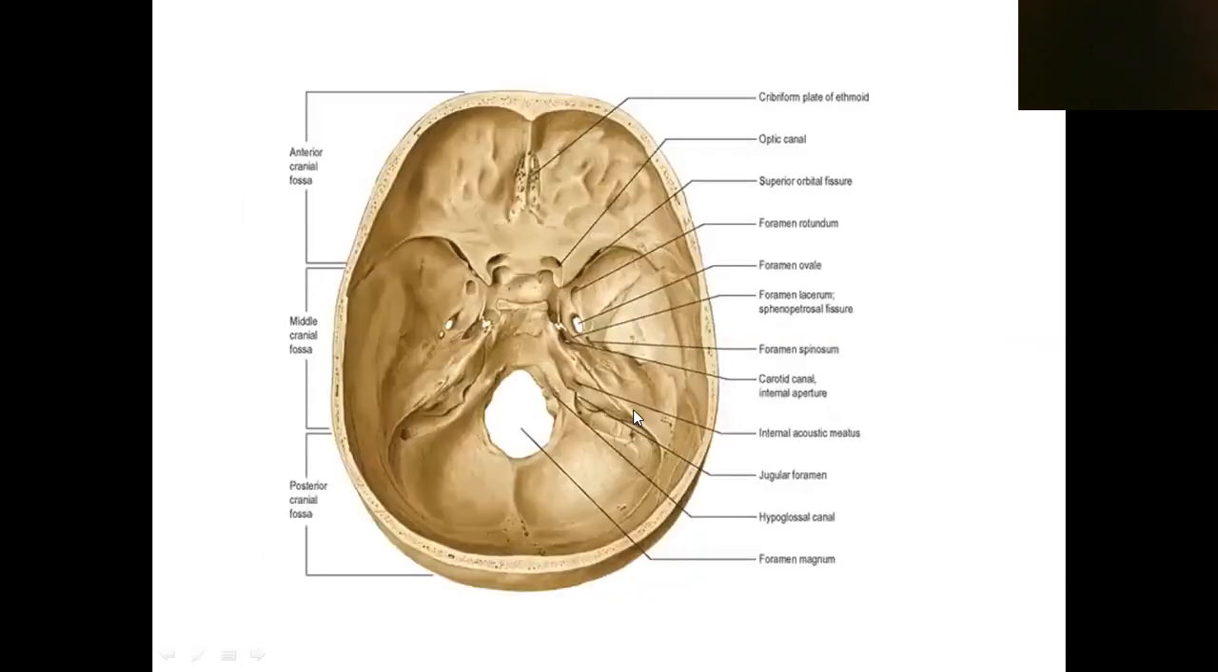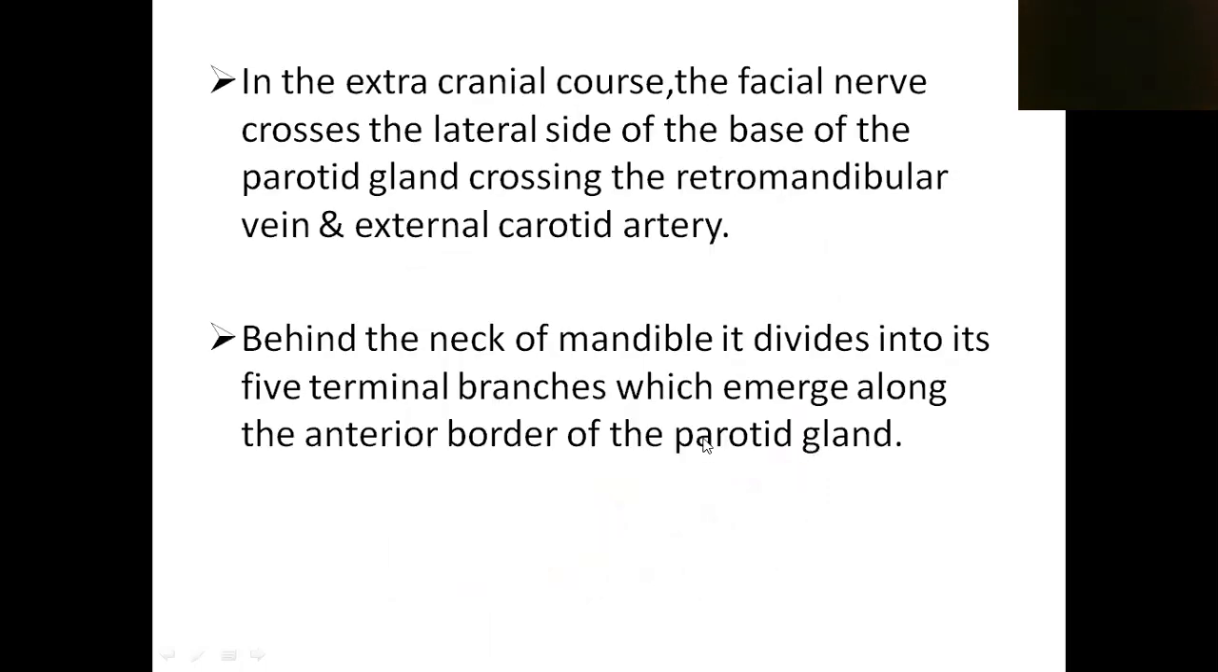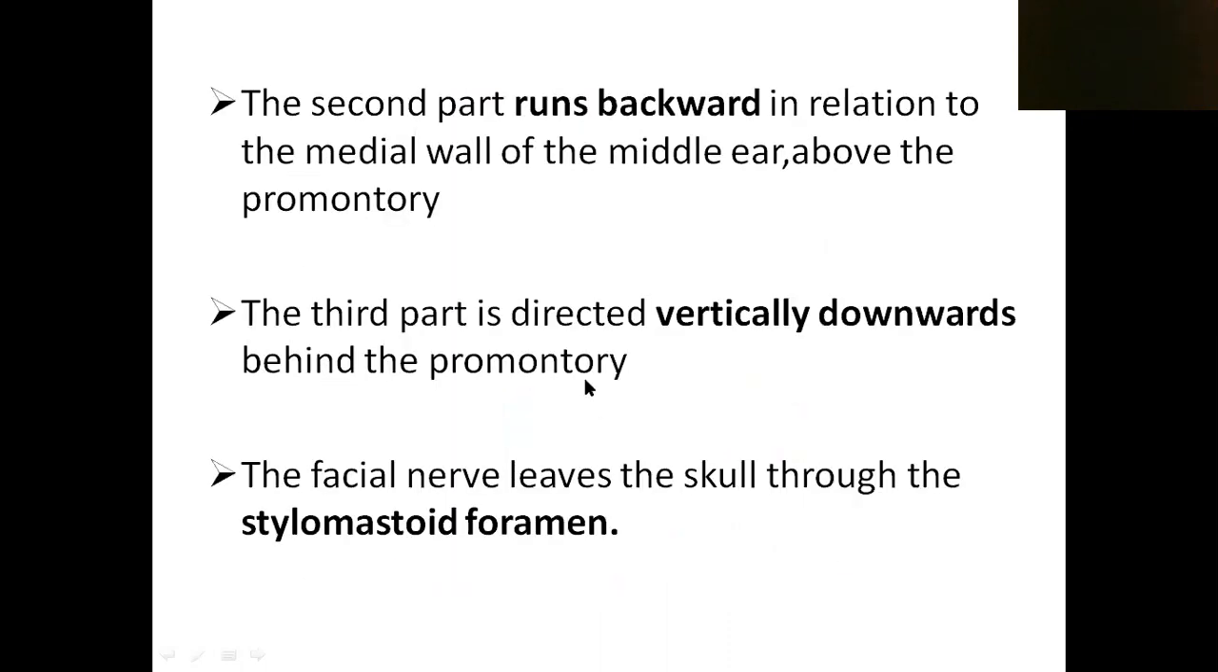How? See, imagine here comes the facial canal. Inside the facial canal, first it runs anterolaterally, then backward, then it turns downward to reach the stylomastoid foramen. Here comes the styloid process and here comes the mastoid process. Between those two we can see a foramen, the stylomastoid foramen, and the nerve comes out through it. Now we'll see the description.